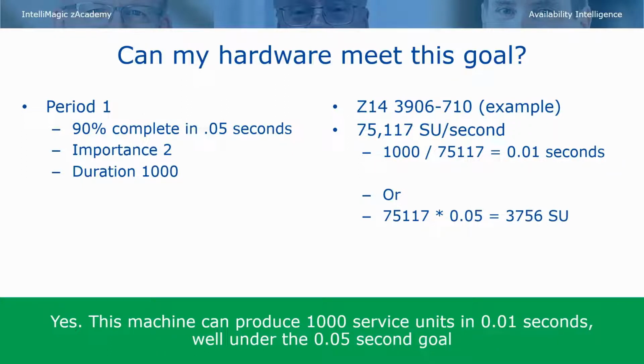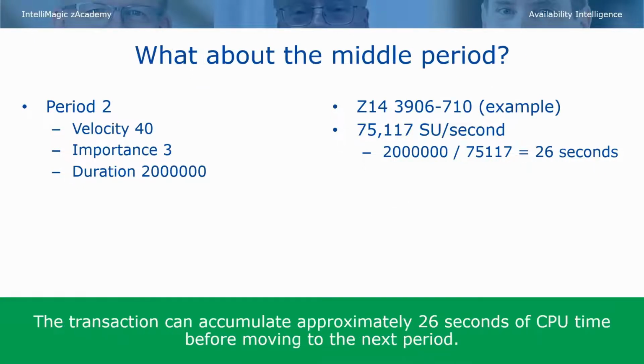You could also, for fun math, contrast the goal directly with the machine rating, which tells us, in the bottom right there, if the transaction ran and consumed CPU for the full 50 milliseconds. So remember, we're saying it actually used 100% of the CPU for 50 milliseconds. In most jobs, response time and CPU time are not one and the same. It will have, in that case, consumed over 3,700 service units, and obviously it would have migrated to the second period by then once it passed 1,000. So what about the middle period?